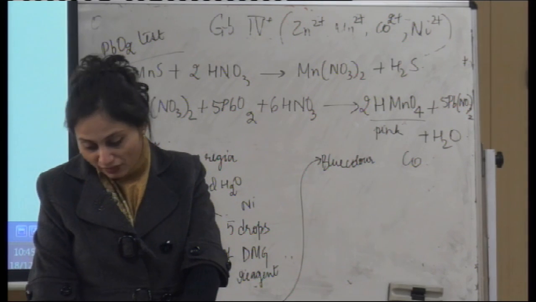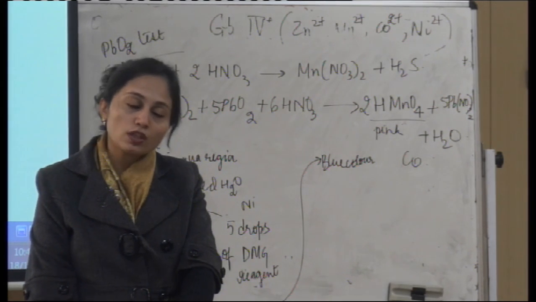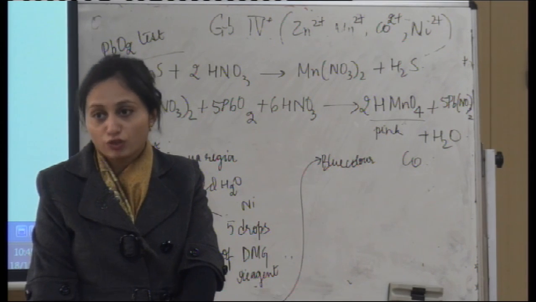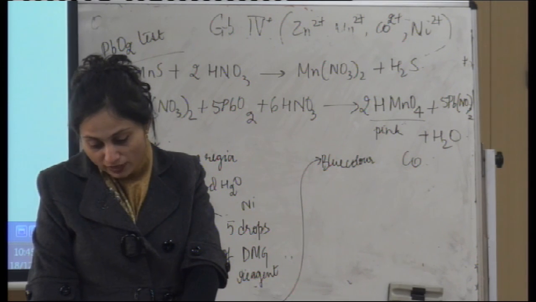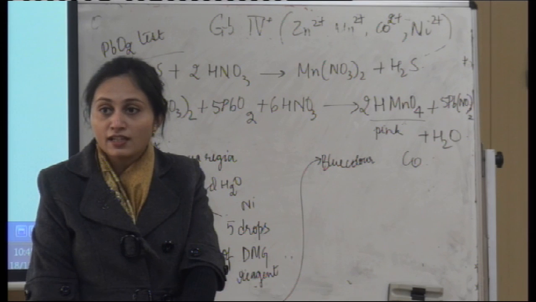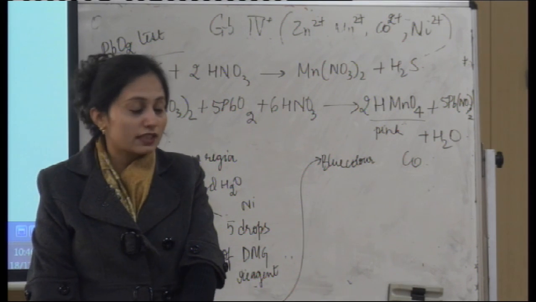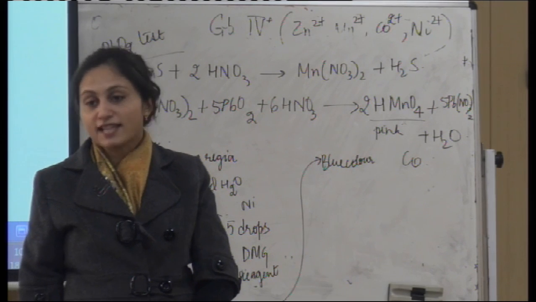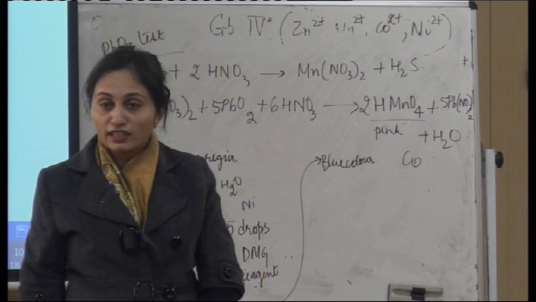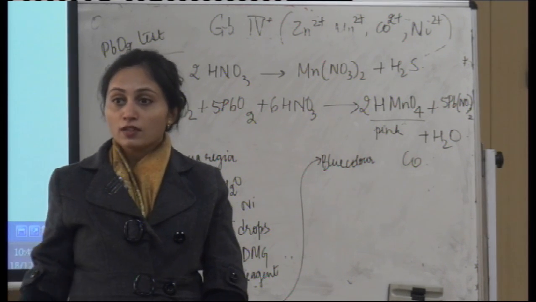For the confirmatory, what did we take? We took the original solution and added NaOH to it. If we add NaOH to it and we still get a dirty white precipitate, it is your zinc hydroxide. If it is not a dirty white precipitate which is soluble in excess, if it is insoluble in NaOH, then it is for sure your manganese.